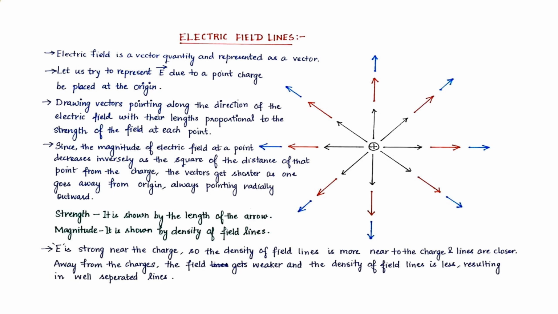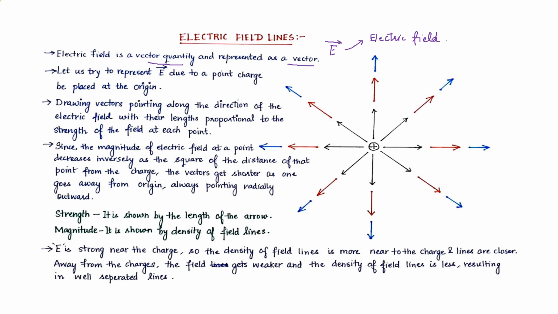So, starting up the class, the electric field is a vector quantity and it's represented as a vector. As we have seen, in the field formula, we always put an arrow at the head of our capital E, and capital E denotes the electric field.